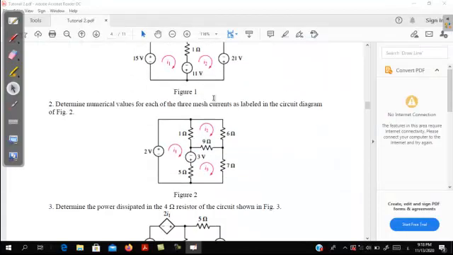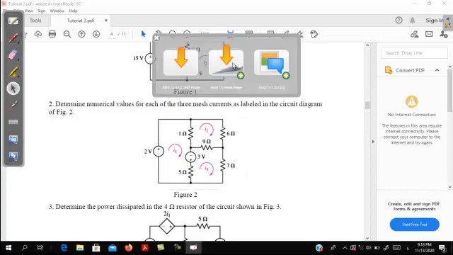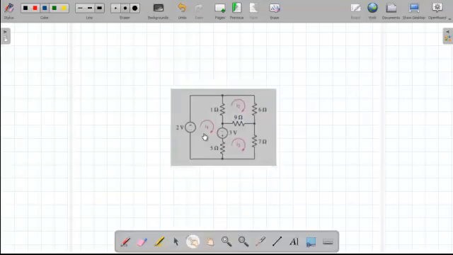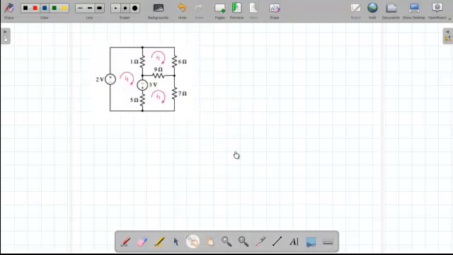We go to the next question. In problem number 2, we need to find the mesh currents. I think it's the same, straightforward, because we don't have any current source. So here we write our KVL starting from here. For mesh 1: minus 2 plus (I1 minus I2) times 1, because of the 1 ohm resistor, minus 3 plus 5(I1 minus I3) equals 0.